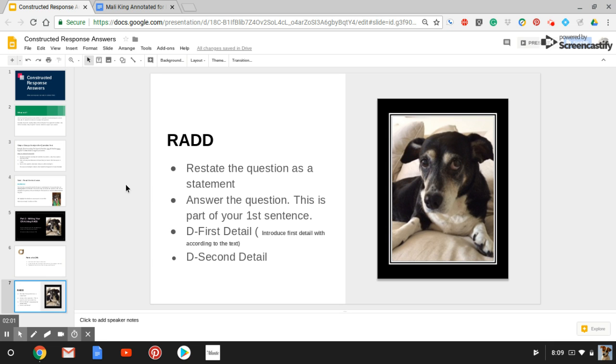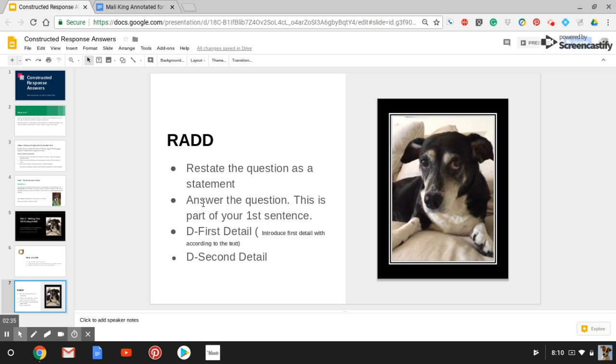So most of you have learned RADD, and RADD is a way to remember how to answer your CRA. The R in RADD stands for restating the question as a statement. For example, why are clouds in the sky? Restate: Clouds in the sky are there because.